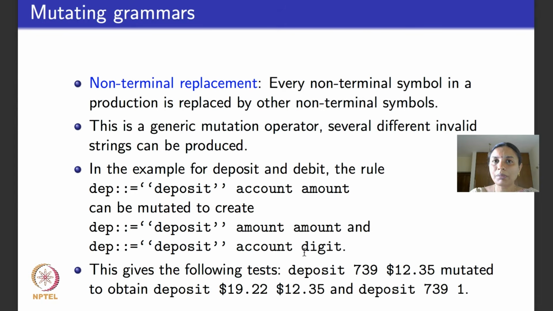Again, non-terminal replacement says that when you have a production rule in a grammar, you could pick any non-terminal and replace it with any other non-terminal, to produce both valid inputs and invalid inputs. In this example, we took this rule. It had two non-terminals, account and amount. In the first mutation that I created, I replaced the non-terminal account with amount. In the second mutation, I replaced the non-terminal amount with the other non-terminal that I had in the grammar, which was digit. The first resulted in an invalid mutant. The second resulted in a valid mutant.